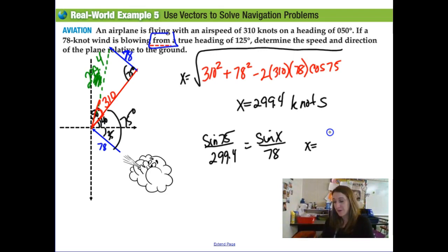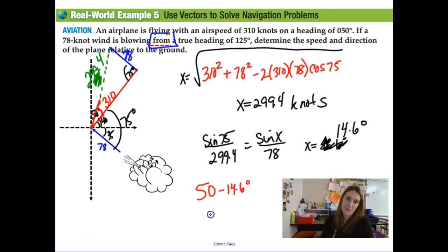Now, that's not my bearing. Remember, that was the angle in the triangle, 14.6 degrees. That's this little red angle here. So what I'm going to do now is, the entire bearing of the original plane was 50 degrees off of true north. I'm going to take that 50 degrees and then subtract this 14.6 we just found. And that's 35.4 degrees, I think. Yeah, I did it. And that is our bearing.